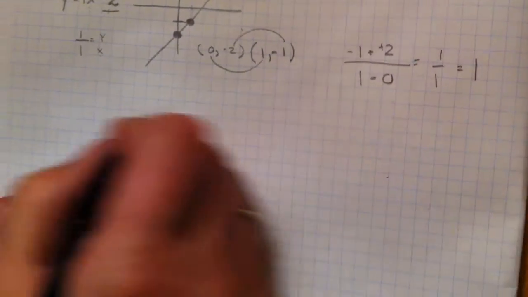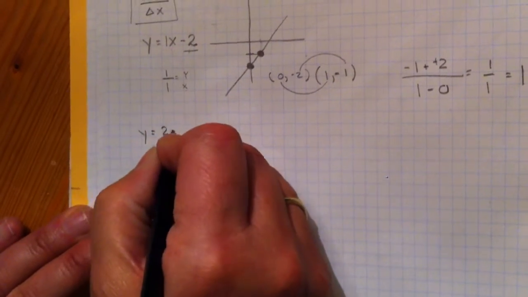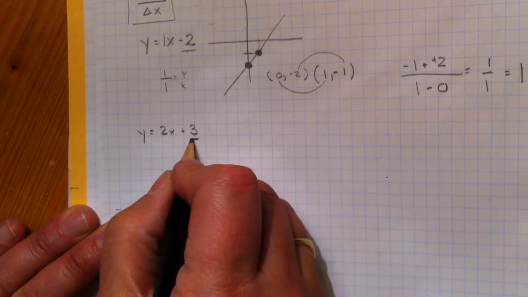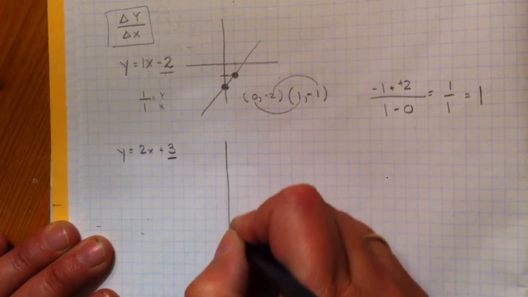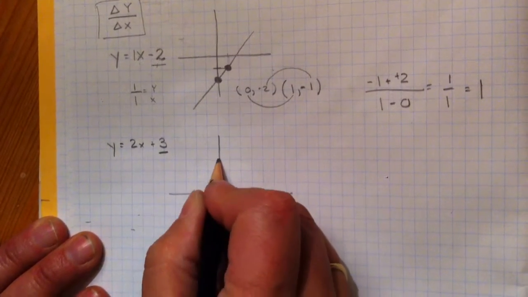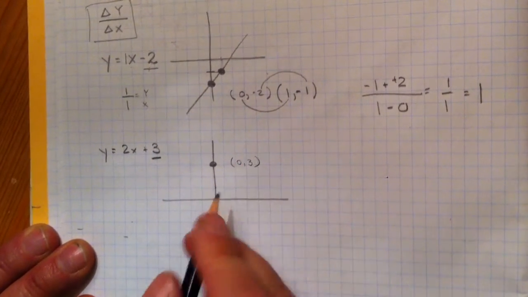Okay, we're going to do a couple more really quick. The next equation is y = 2x + 3. Our y-intercept point is 3. So we can put our first set of coordinates on here right away by just going 1, 2, 3. And that's going to be (0, 3).